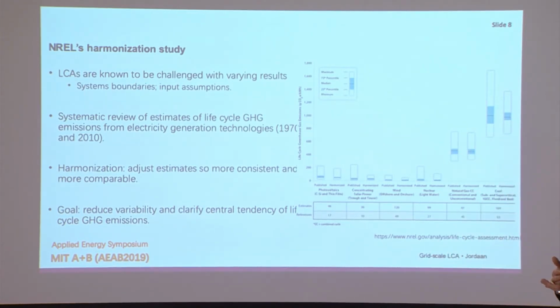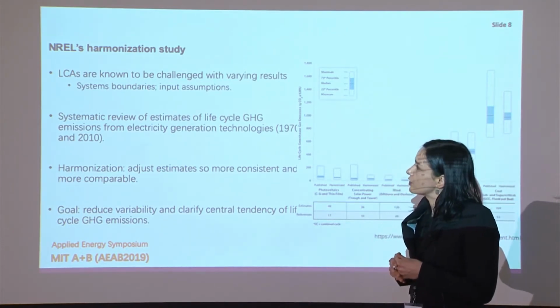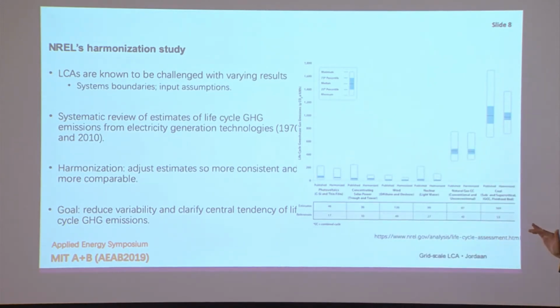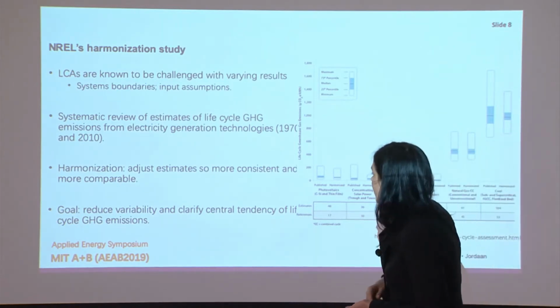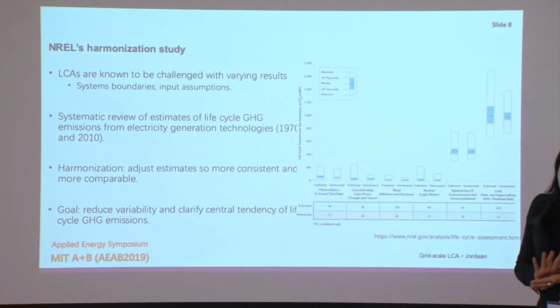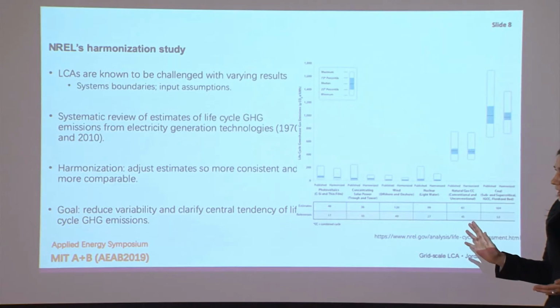So what I did to start off, to get an idea for how these modeling approaches can be integrated together, is to take a look at the National Renewable Energy Laboratory's harmonization study. So what has been found in previous life cycle assessments is that you can choose a large number of different systems boundaries as well as input assumptions. So what the National Renewable Energy Laboratory did was they did a systematic review of all existing estimates, so of life cycle assessments between the 1970s and 2010.